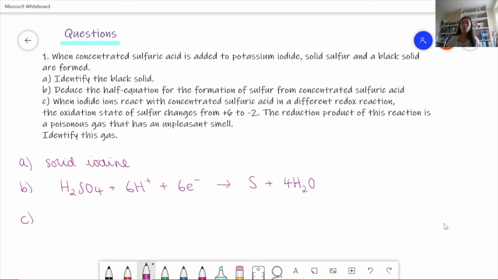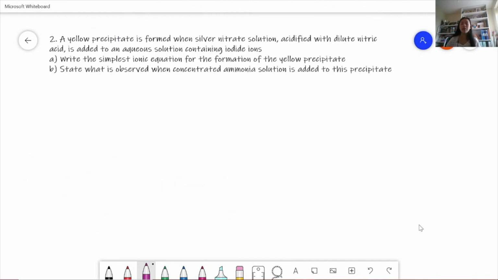And then for C, when iodide ions react with concentrated sulfuric acid in a different redox reaction, the oxidation state of sulfur changes from plus 6 to minus 2. The reduction product of this reaction is a poisonous gas that has an unpleasant smell. Identify this gas. So the gas they're talking about is that rotten egg smell. And so we just need to remember what that is. So the answer is hydrogen sulfide, or you can just remember the chemical formula of it, which is H2S. So before I move on to question 2, feel free to click off the video and try it for yourself first.